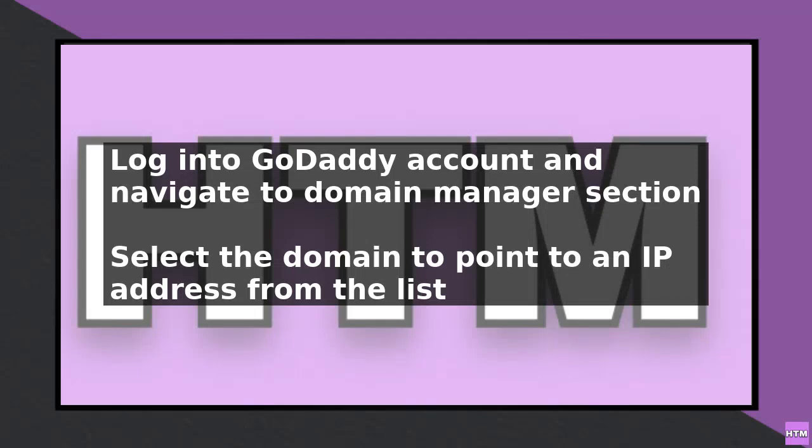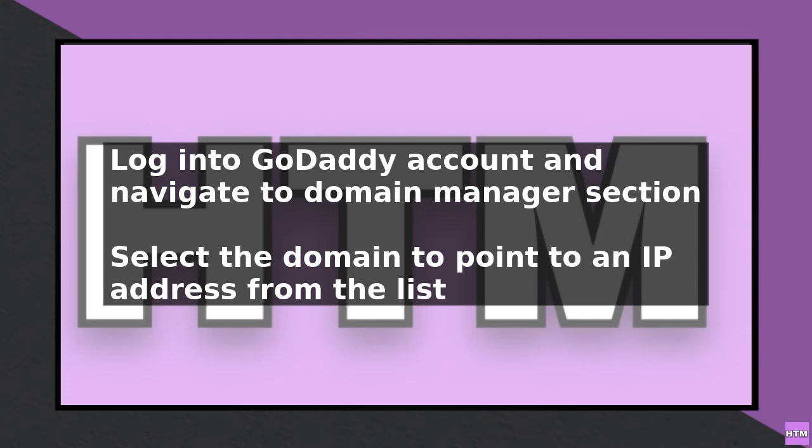To point a domain to an IP address using GoDaddy, start by logging into your GoDaddy account and navigating to the Domain Manager section. Here you will see a list of all the domains you have registered with GoDaddy. Select the domain you want to point to an IP address. Next, click on the DNS button to access the domain name system settings for your domain.